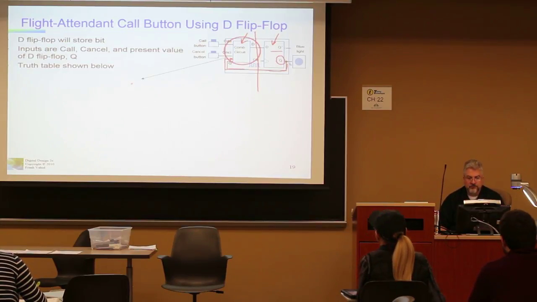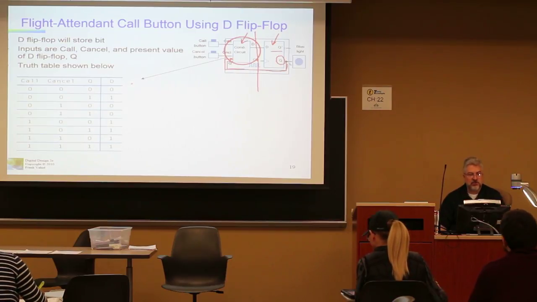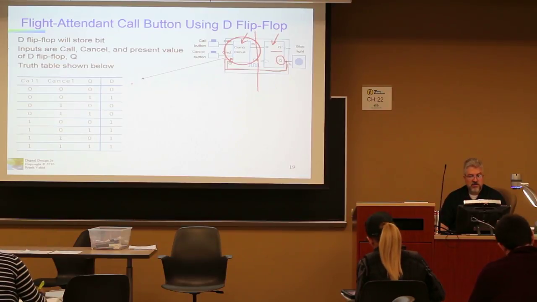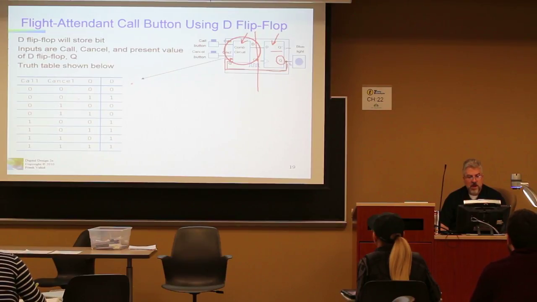So our truth table for our combinational logic is going to be as such. If the call button is not pressed and the cancel is not pressed, then you don't care about what the output is. However, if sometime previously Q was 1, meaning somewhere previously the call button was pressed, and so the Q input is going to be 1, then you want your output from the combinational logic to be 1.